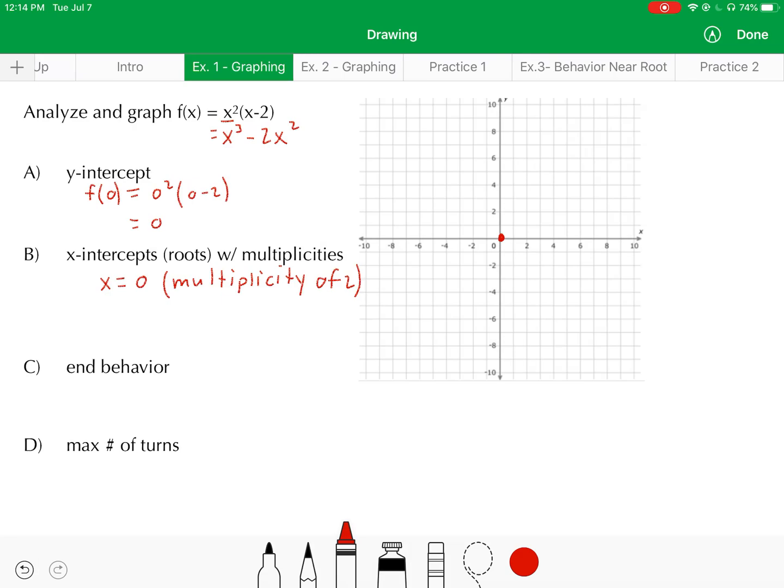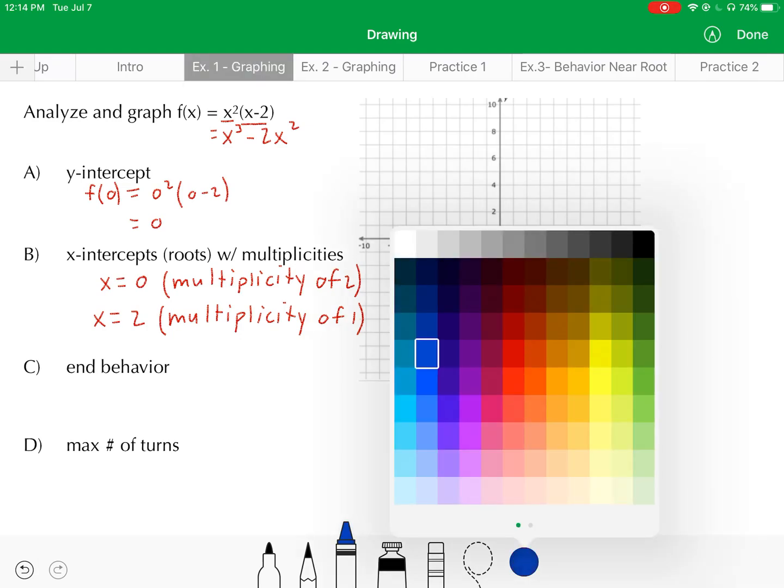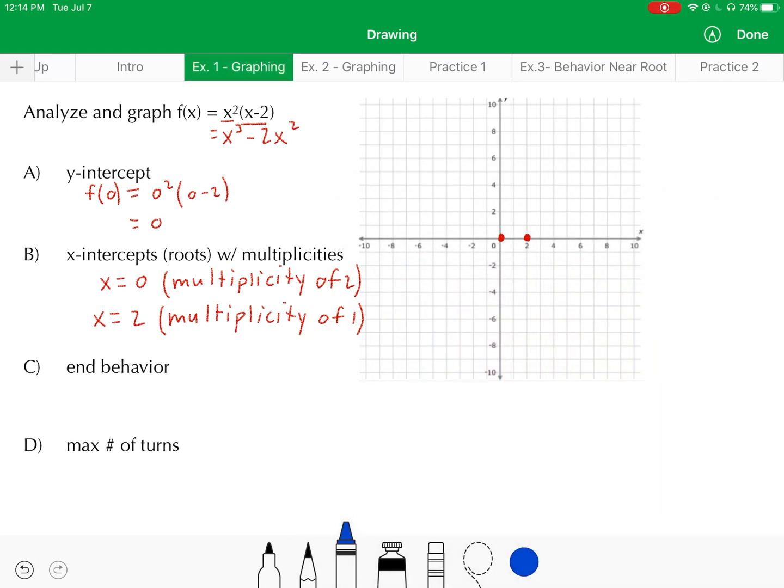Our other x-intercept comes from the second factor of x minus 2. That means x will equal 2, and it has a multiplicity of 1. So at this spot on the curve, we should be behaving almost like a line, is what that multiplicity is stating, okay?